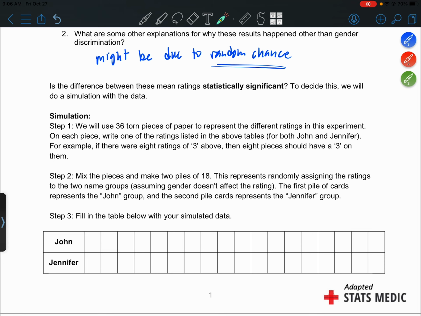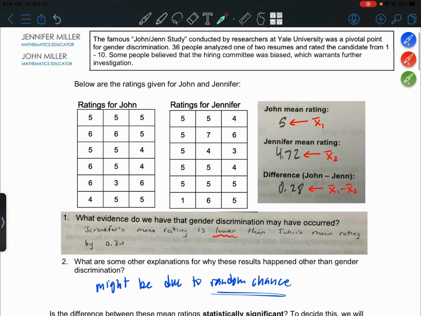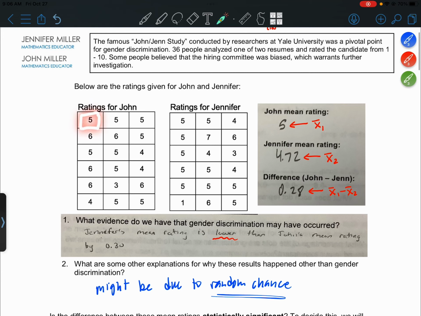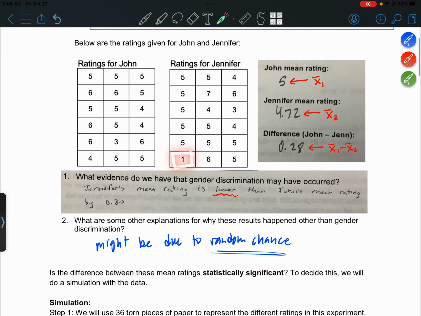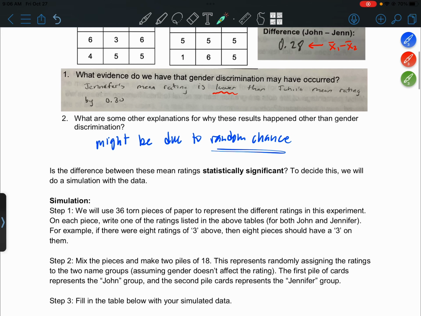So essentially what we're saying here is, this person who gave John a 5 was going to give a 5 no matter what, whether they received the John resume or the Jen resume. Okay. And this person who gave a 1 was not discriminating against Jennifer, but was just going to give a 1 no matter what. So what we're assuming is there's no gender discrimination going on and that these scores just happened by random chance.